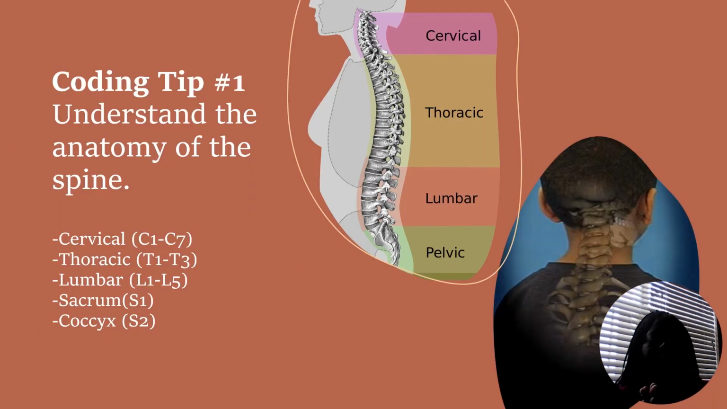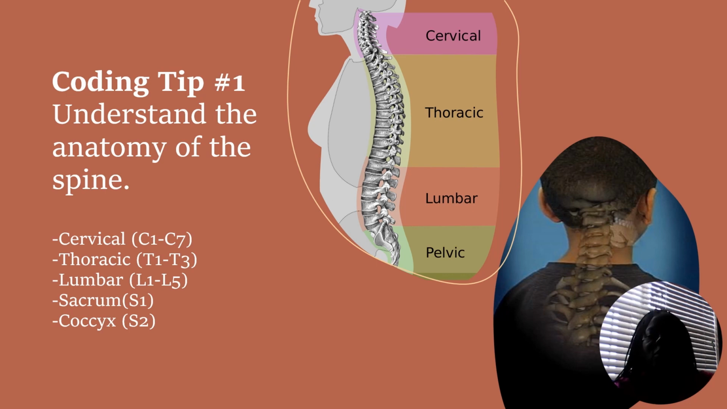So with our first coding tip, we must first understand the anatomy of the spine. It is very important that you understand what you're coding. If you don't know the anatomy in which you're coding, it would be a challenge for you to actually code for that particular anatomy or procedures that are performed in that particular anatomy or body area.